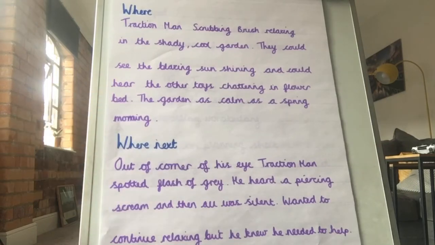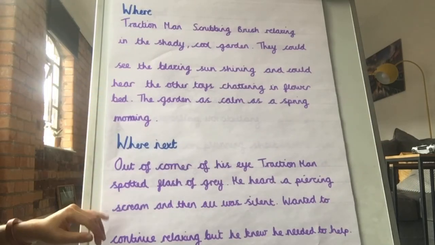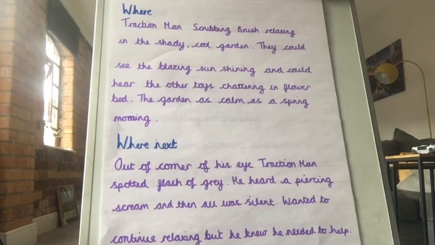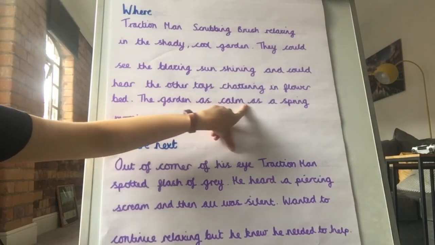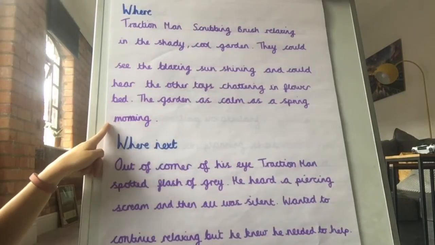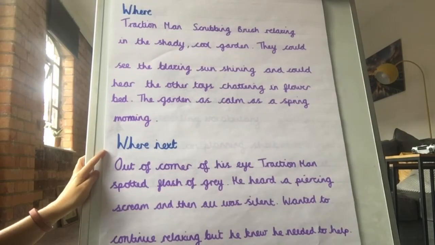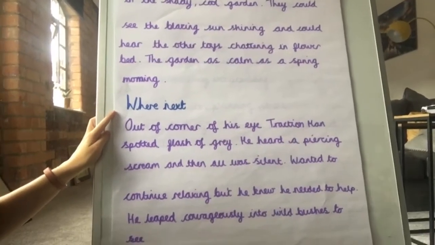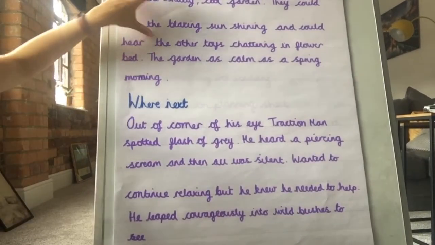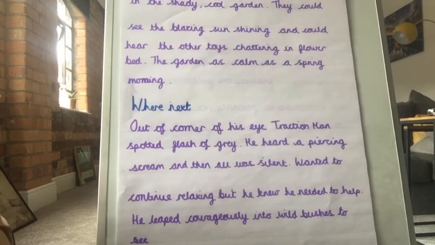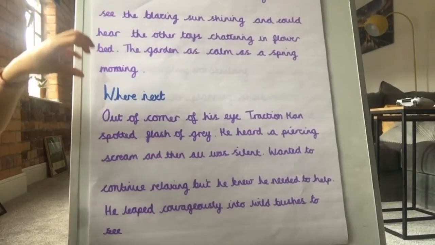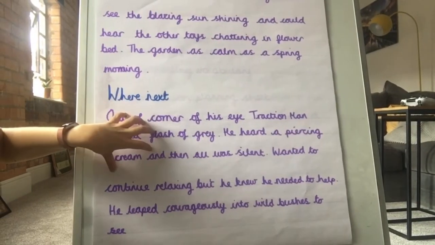And it also asks you to use a simile. Similes use like or as to compare something to something else. So I've said the garden is as calm as a spring morning. And then I have the where next. So this is where the characters start, and then I've got to move my story forward. Something's got to happen, and then I have the where next.